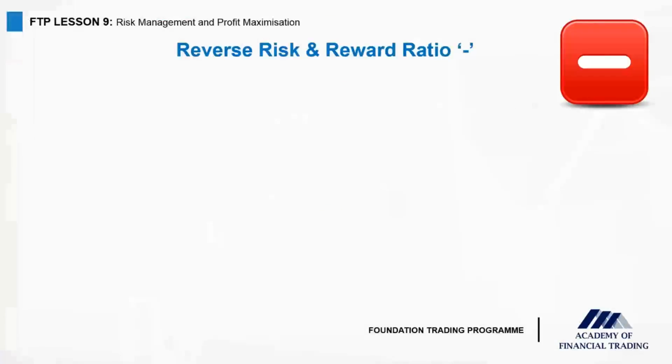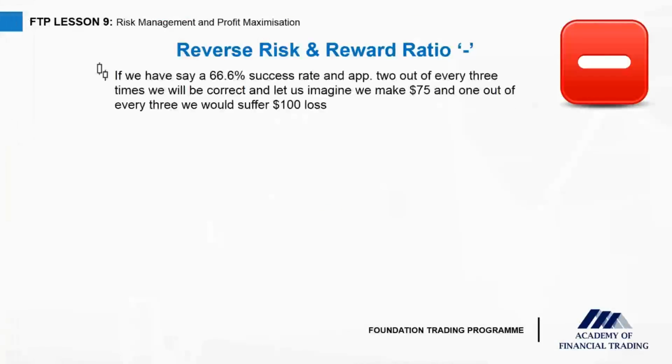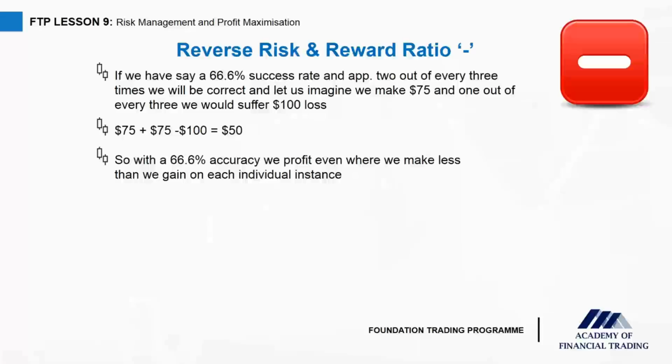So let's say you had an approach that was 66.6% accurate, and every time you got it right, you made $75. Every time you got it wrong, you lost $100. That would give you a scenario with 75 plus 75 minus 100, which gives you a $50 profit. That's 66.6% accurate. So conceptually, they can indeed work. Absolutely. Okay, from a very conceptual standpoint. But let's go through it a little bit further.